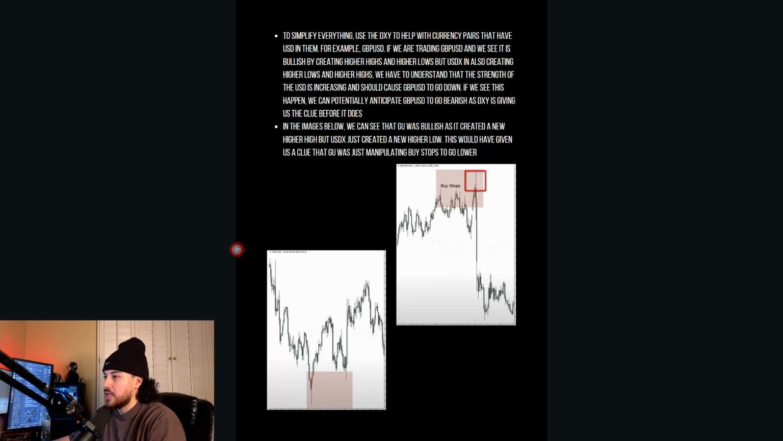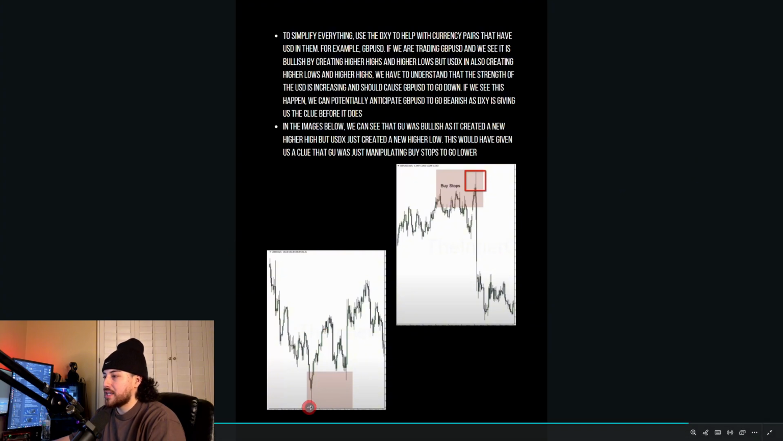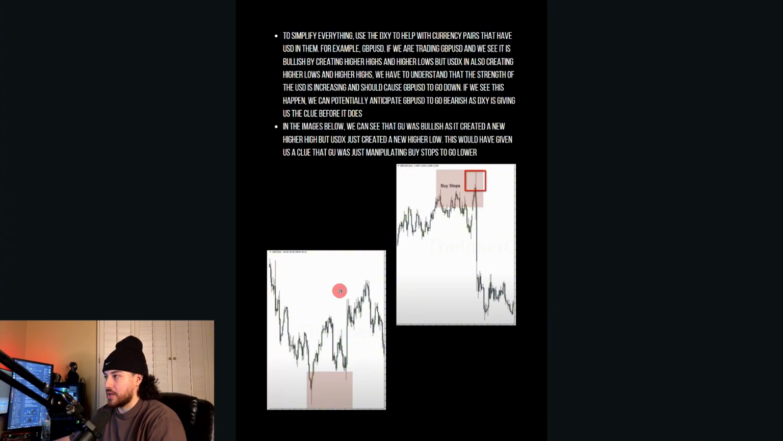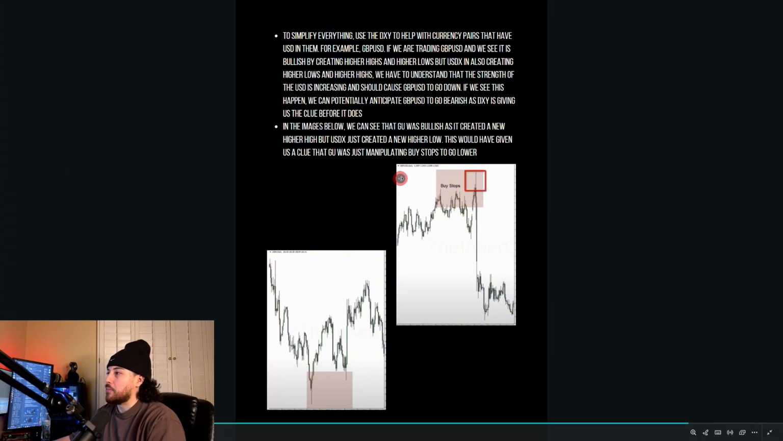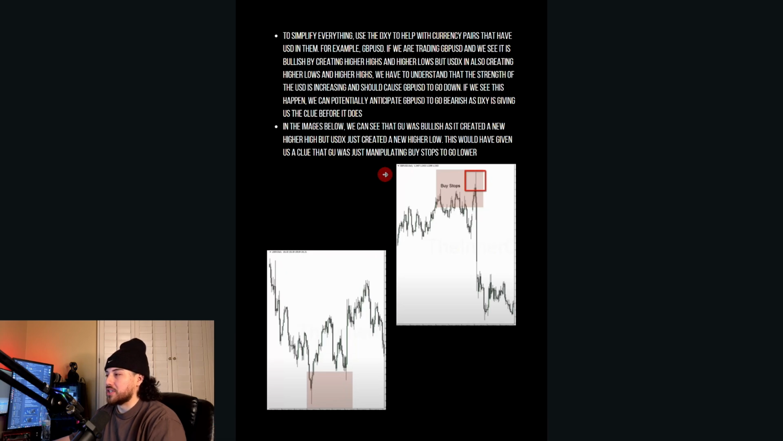But going to the DXY and looking at the strength of the US dollar on the daily time frame, we can see how the DXY just made a higher low. So if we understand that DXY just made a higher low, that means that most likely the dollar is gaining strength. Now, if the dollar is gaining strength, that most likely means GU is going to fall.